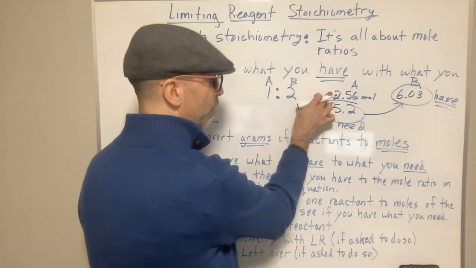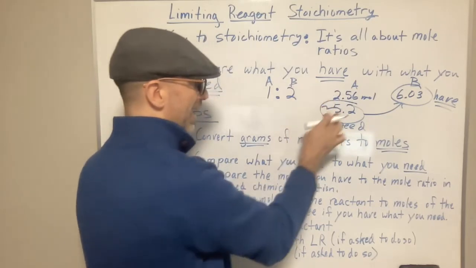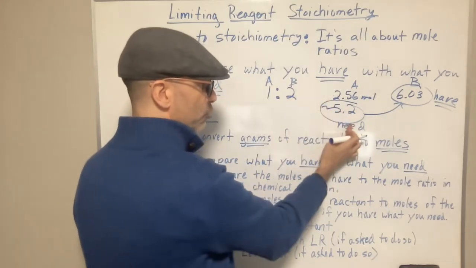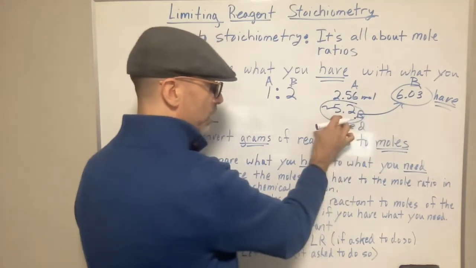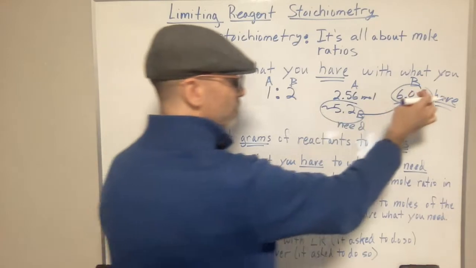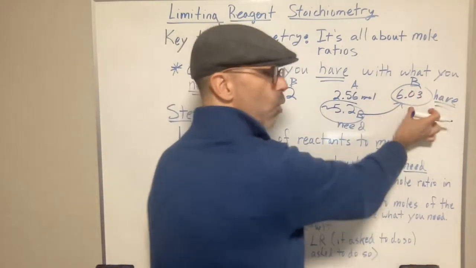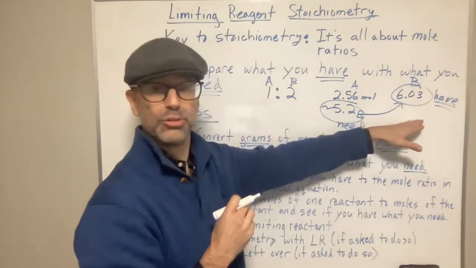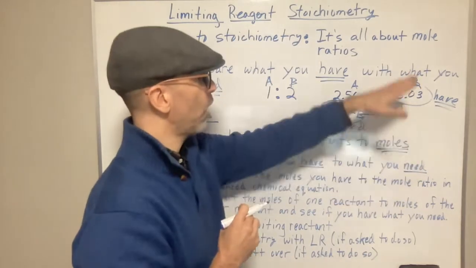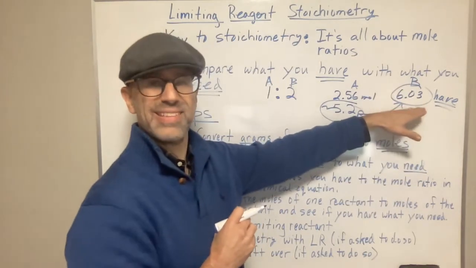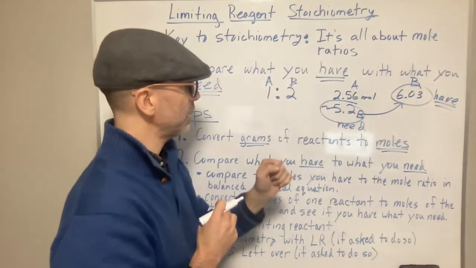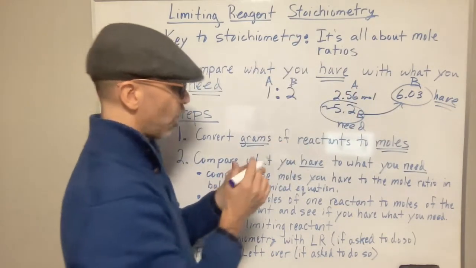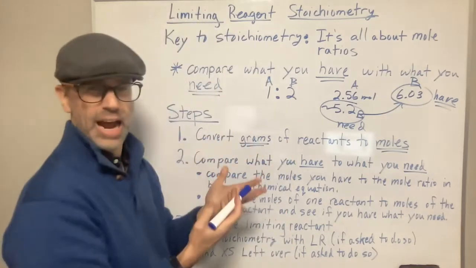So for this amount of A, if I double it, I get approximately 5.2 of B that I need, right? So B, this is what I need, and this is what I have. So I have more than enough. I have extra of B, so I can see, oh, B is in excess, which means that A is the limiting reagent, right? So that is what you can do if you can eyeball it.